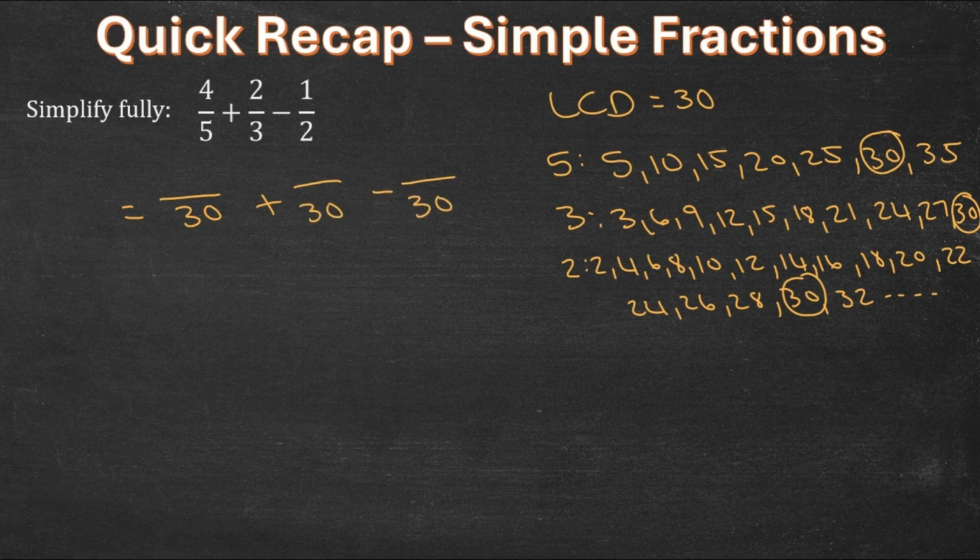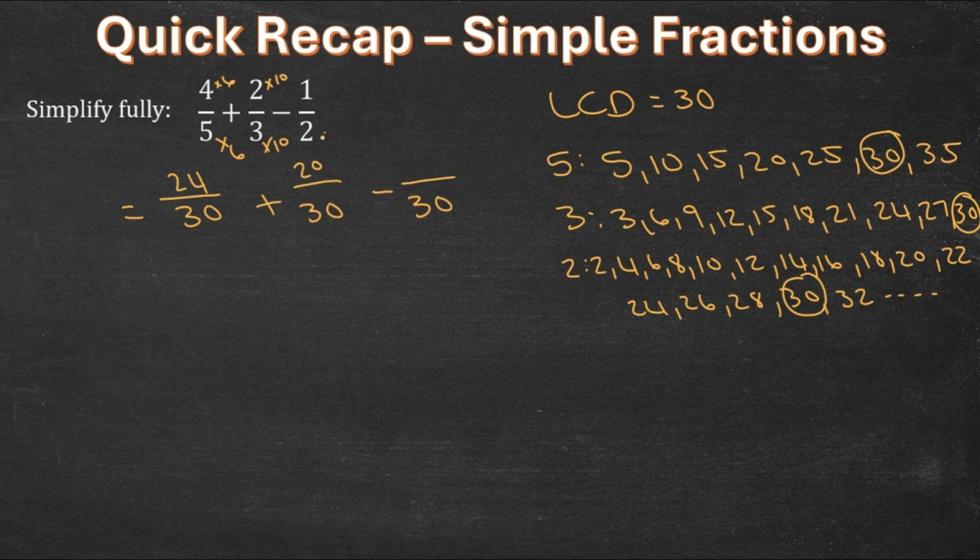Now the next question that we need to ask is, what did I do with this 5 to get to 30? Yes, 5 times 6 gives me 30. So what I do at the bottom, I have to do at the top. So 4 times 6 gives us 24. Look at the 3. What must I do to 3 to make it 30? I have to multiply it by 10. And what I do at the bottom, I need to do at the top. And 2 times 10 gives me 20.